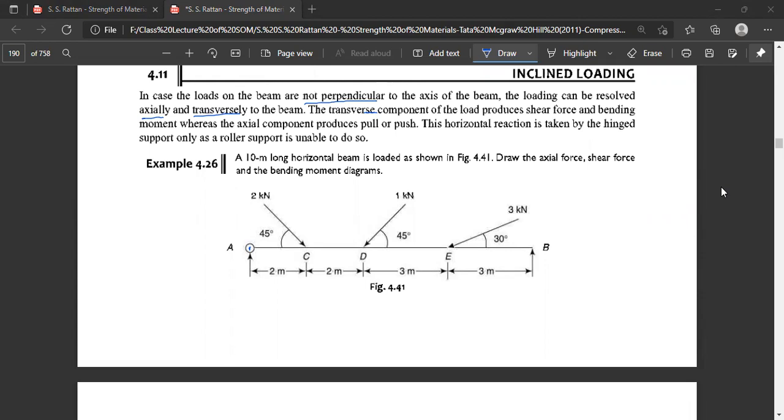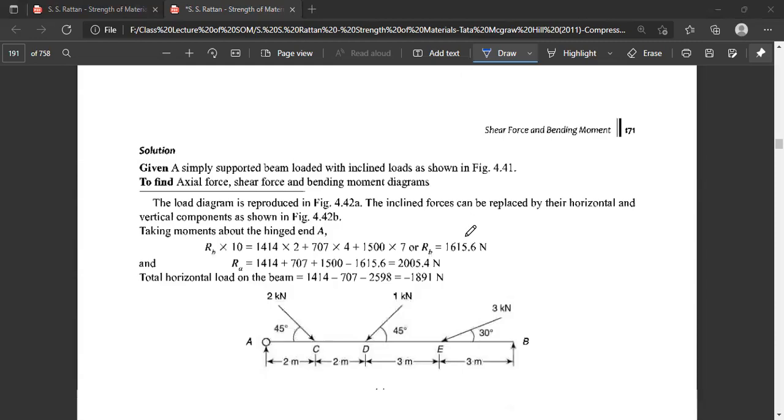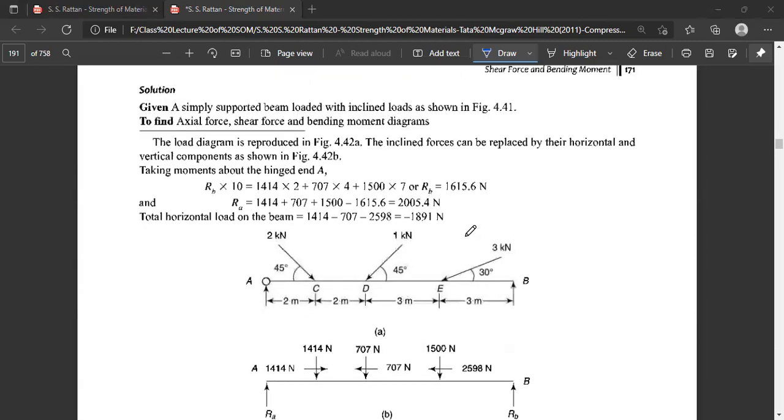What we have here is one force of 2 kilonewton, which is at a 45 degree angle with the longitudinal axis of the beam, and 1 kilonewton at a 45 degree angle with the axis of the beam, and 3 kilonewton at 30 degrees to the axis of the beam. So what we have to do here is very simple. We make the reactions RA and RB, and the load components are shown here: 2 kilonewton at 45 degrees, 1 kilonewton at 45 degrees in the opposite direction, and 3 kilonewton at 30 degrees but in the opposite direction.